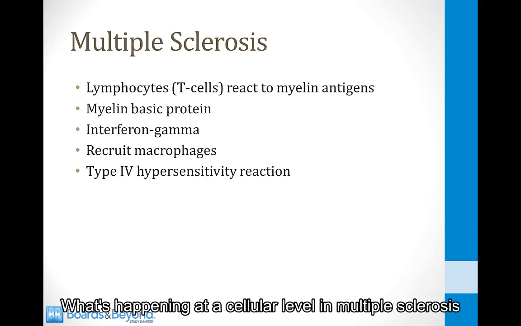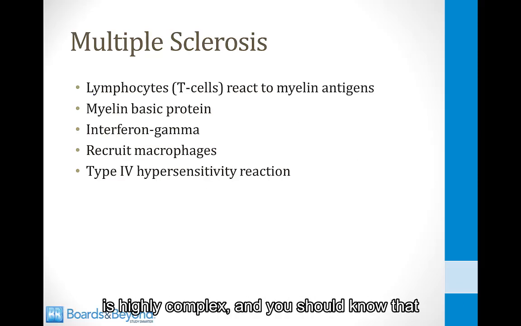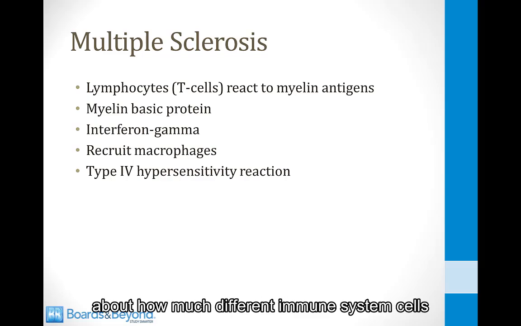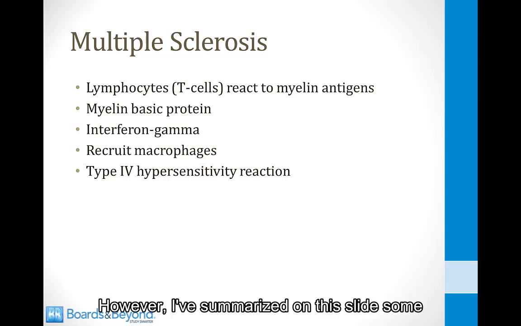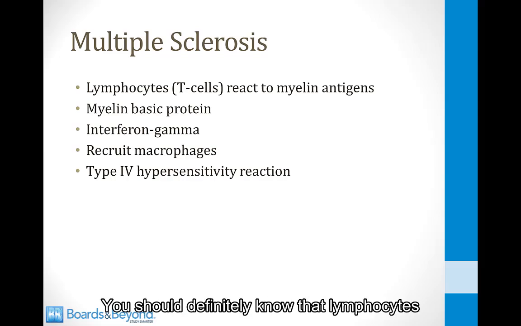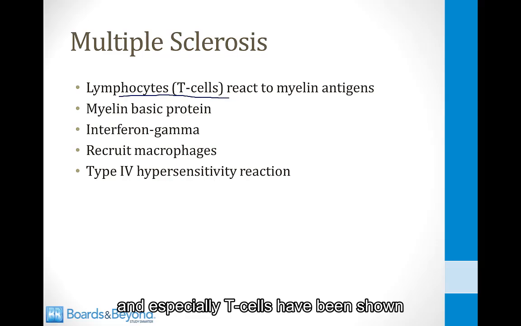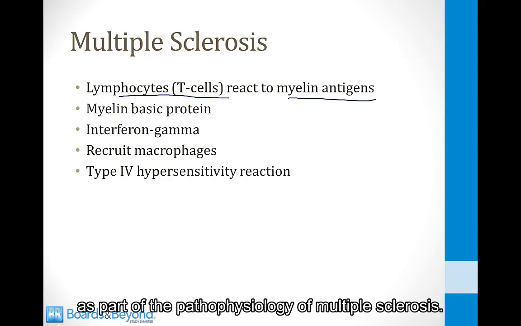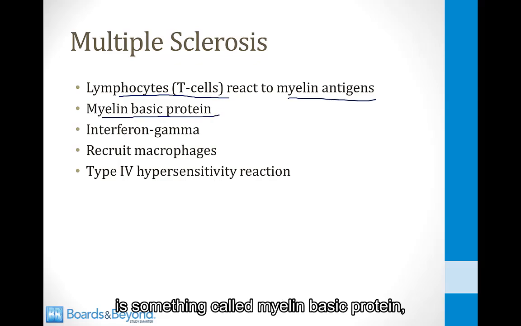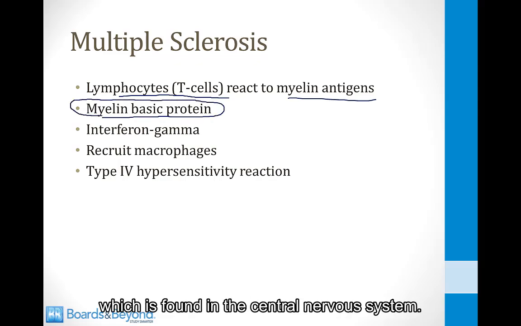What's happening at a cellular level in multiple sclerosis is highly complex, and you should know that there's a lot of conflicting evidence in the scientific literature about how much different immune system cells and antibodies play a role. However, I've summarized on this slide some of the key points that are worth knowing, especially for step 1 of the boards. You should definitely know that lymphocytes and especially T cells have been shown to react to myelin antigens as part of the pathophysiology of multiple sclerosis. And one of the things that they appear to react to is something called myelin basic protein, which is found in the central nervous system.